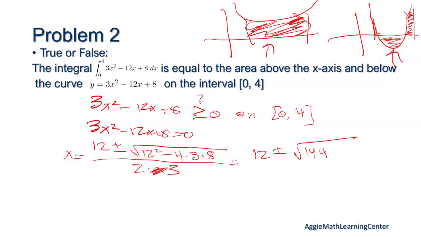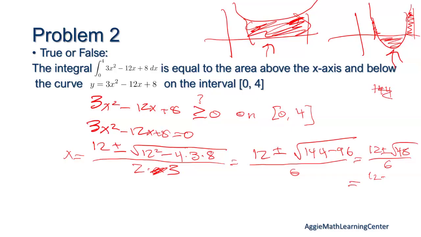It's 3, so simplify this: that's 12 plus or minus the square root of 144 minus 96, all over 6. 4 times 3 is 12, times 8 is 96. I suspect we could have just factored this, but oh well. 144 minus 96 is 48. 48 is 4 times 12, or 16 times 3, and the square root of 48 is about 6.928.